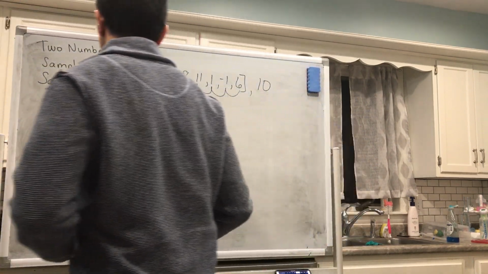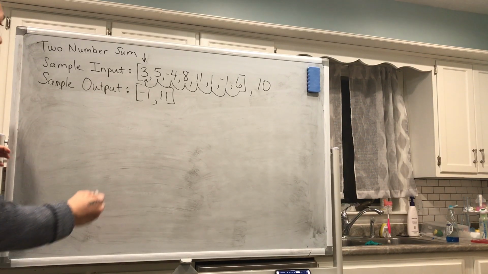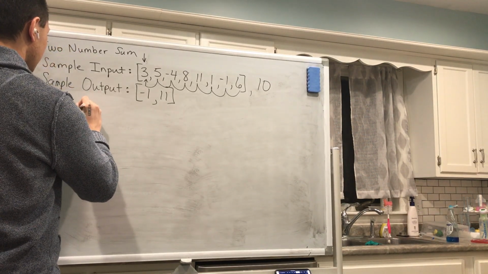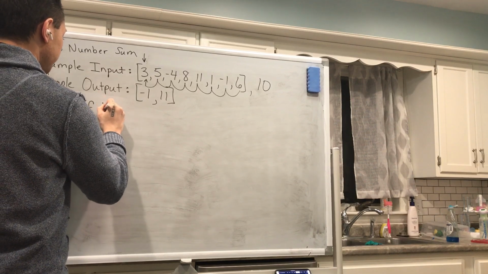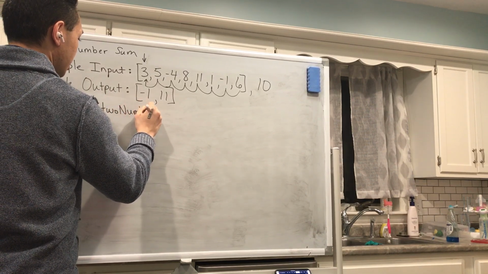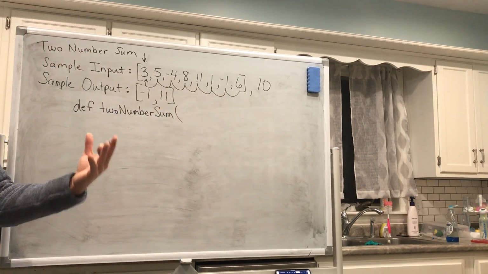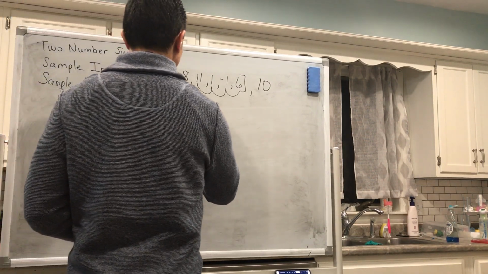Alright, so like we talked about, that first step is going to be creating a function that takes in 2 parameters. So let's call it two number sum. And we said it's going to take in 2 parameters. It's going to take in an array.